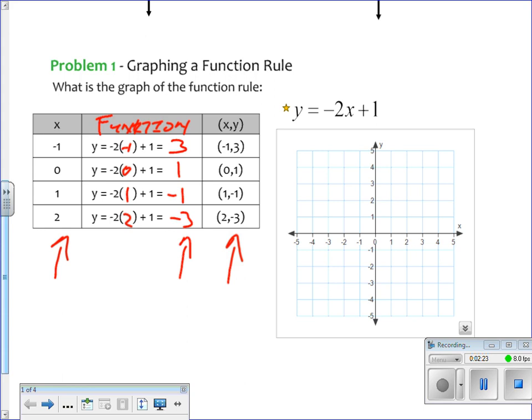-1, 3; 0, 1; 1, -1; and 2, -3. There we go, right there. And then we draw our line through those points. And our line does not end at the points. Our line technically goes on forever. Those are just 4 of the points that make it up. This is not a discrete one. This would be a continuous graph. Okay, next.